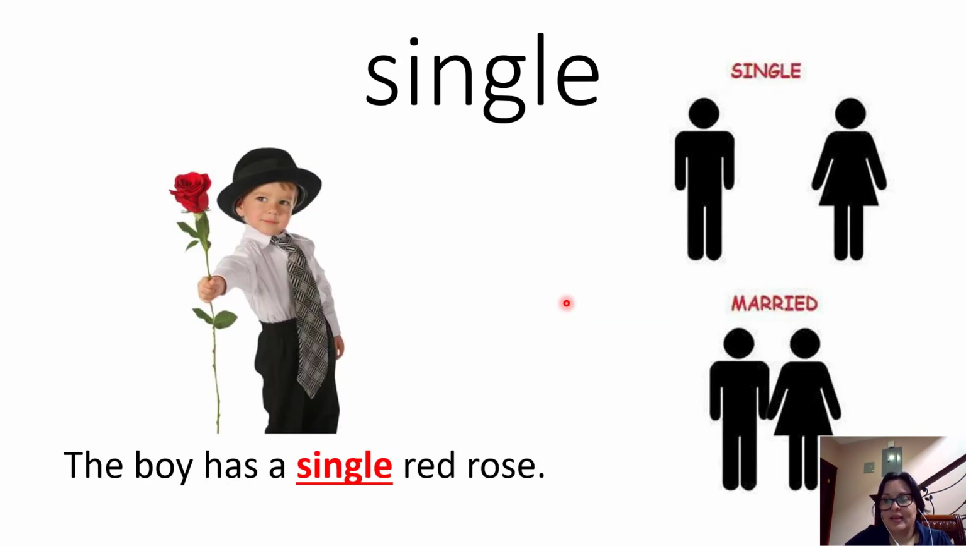Single. Again, single. Single means only one, like one kid here or one rose here. Let's read the sentence. The boy has a single red rose. That means only one red rose. But single can also mean when a person is not married. In my case, I am not single because I'm married. But here you can see these two people, they are single. They are not married. Okay?